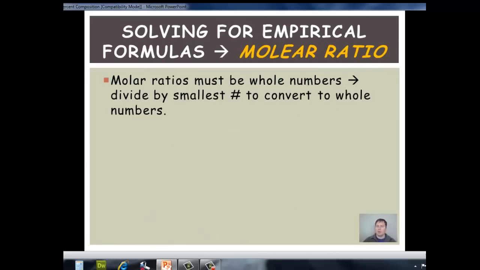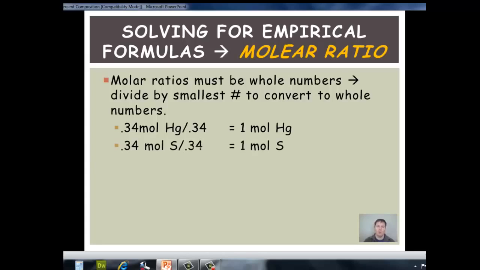So what we need to do, once we know the moles, we must find whole numbers for the molar ratio. The way you do this is divide each of the moles that we calculate by whatever the smallest mole is. So let's look at this. The smallest is 0.34. So if you take 0.34 mercury divided by 0.34, we end up with 1 mole. If we do the same thing for sulfur, we end up with 1 mole sulfur. If we take 1.35 moles of oxygen divided by 0.34, we end up with 4 moles of oxygen. Now look at this. We have nice whole number ratios there. So we can use those as our subscripts.